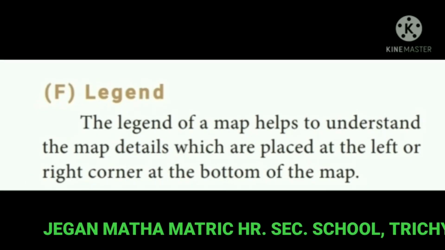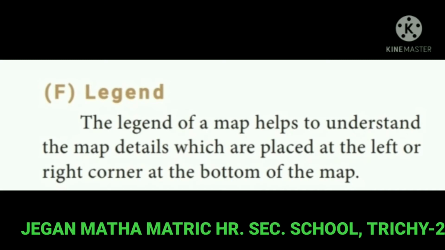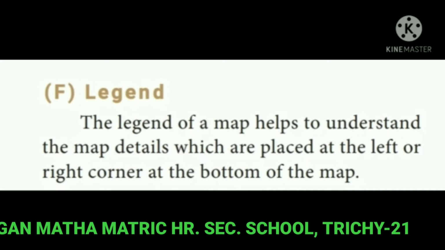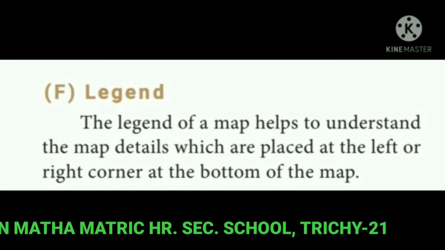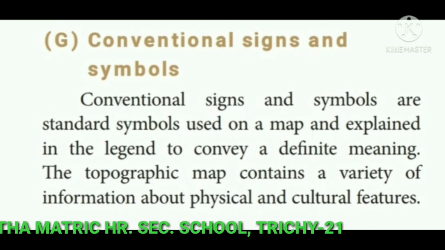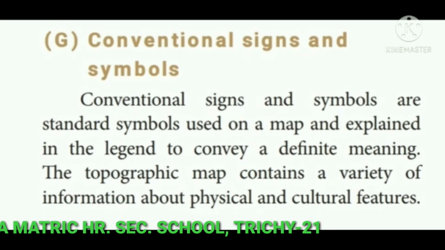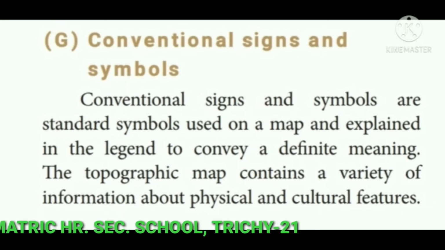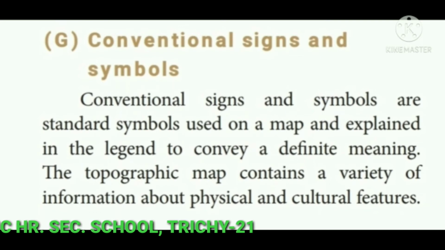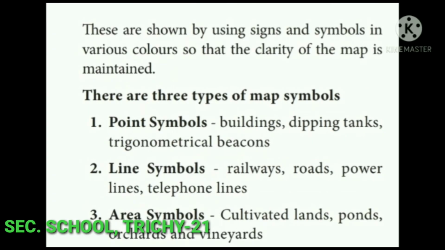Next topic, legend. The legend of a map helps to understand the map details and is placed at the left or right corner at the bottom of the map. Conventional signs and symbols. Conventional signs and symbols are standard symbols used on a map and explained in the legend to convey a definite meaning. The topographic map contains a variety of information about physical and cultural features. These are shown by using signs and symbols in various colors so that the clarity of the map is maintained.